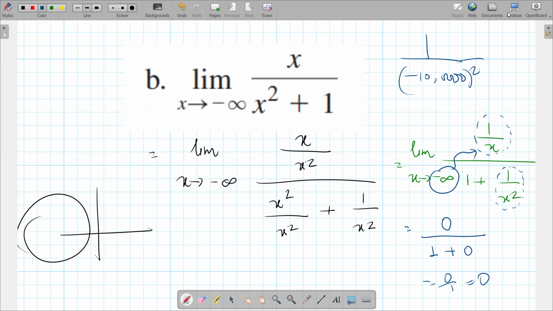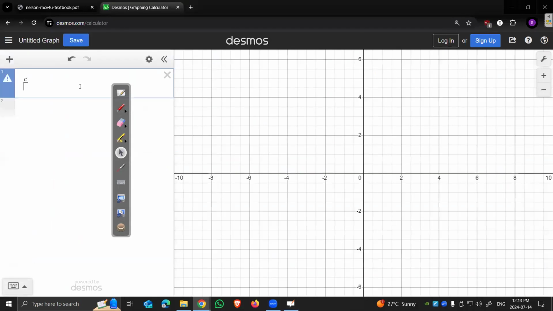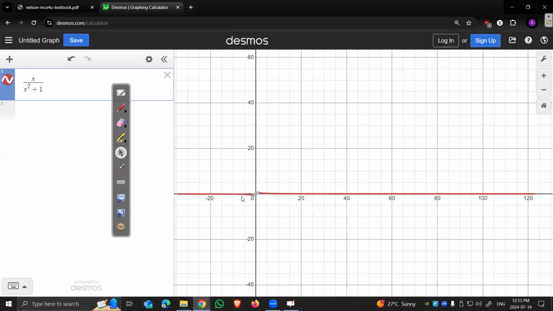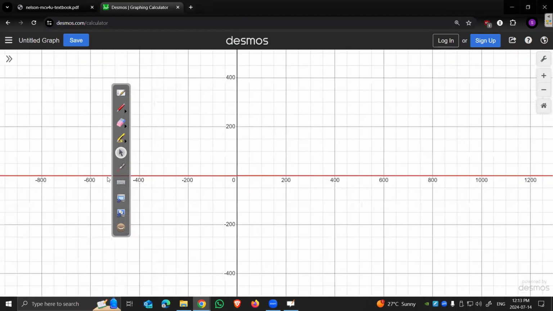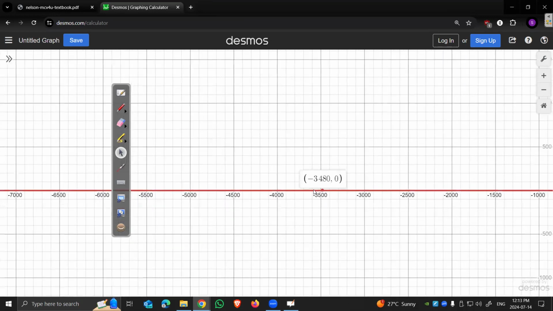And we can double check. So it's x over x squared plus 1. And we're predicting at negative infinity, the y value will approach 0. So we go to a very big negative number. You'll see when you follow this line, it's going to become negative 0.001, and it becomes 0 here, okay? So that's the idea.